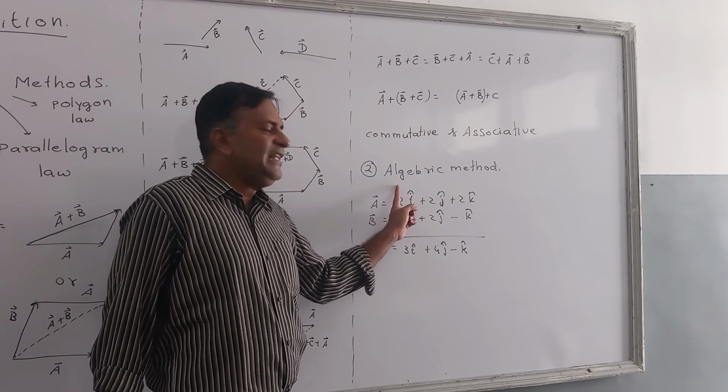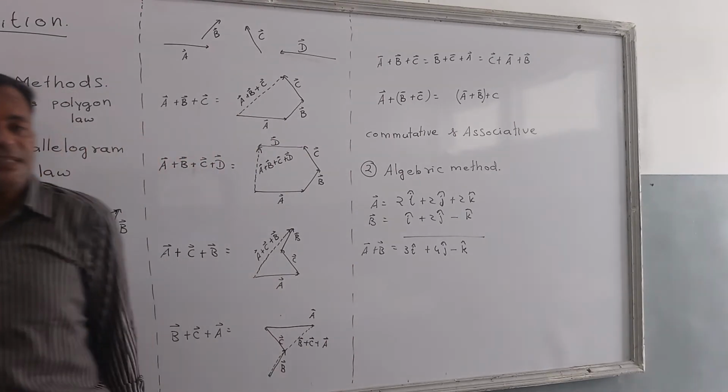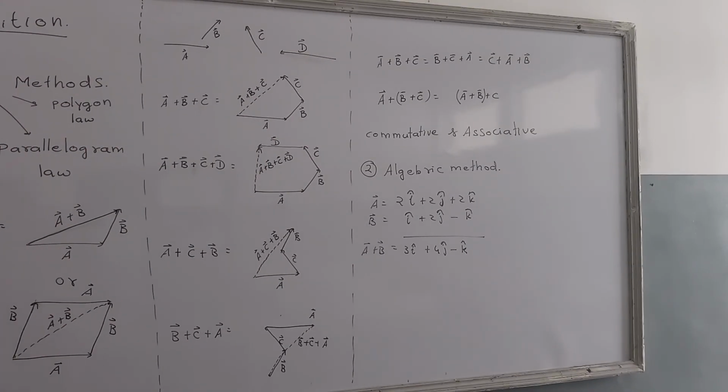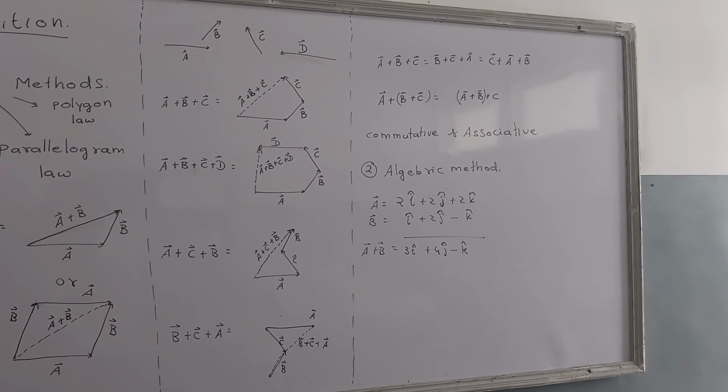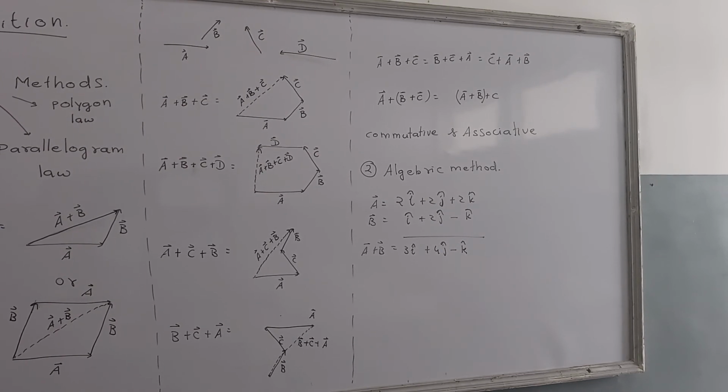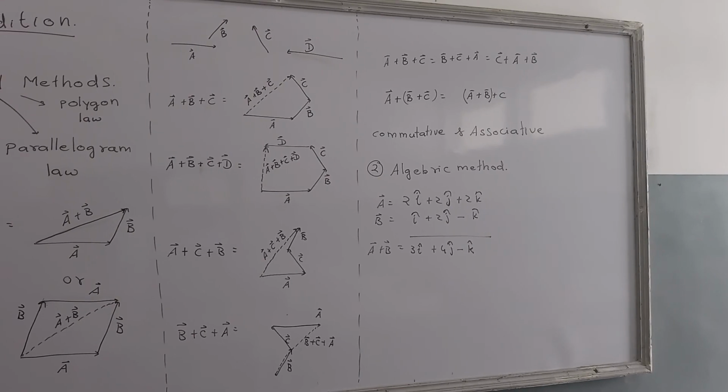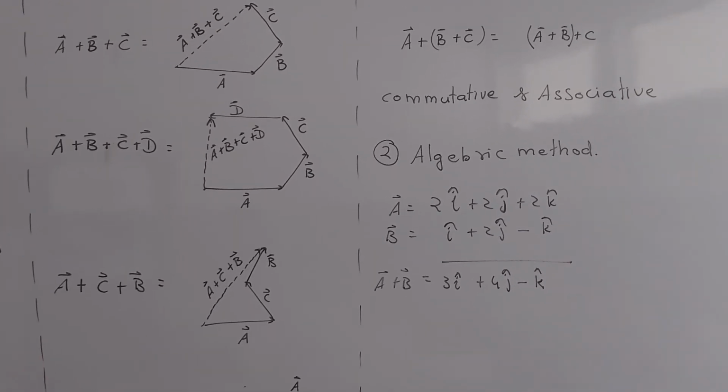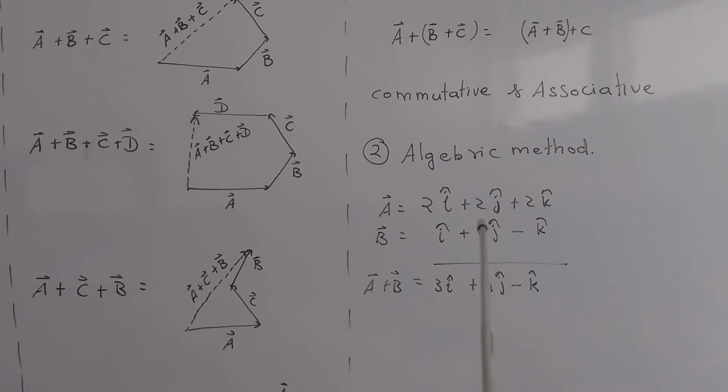Now, the algebraic method. What is this method? The algebraic method of vector addition. This is very easy. If the vector is given to you in geometrical form, you will have to use geometrical methods. But if the vector is given to you in algebraic form, like this, see, vector A is given in algebraic form. What is it? 2i cap plus 2j cap plus 2k cap. And vector B is i cap plus 2j cap minus k cap.